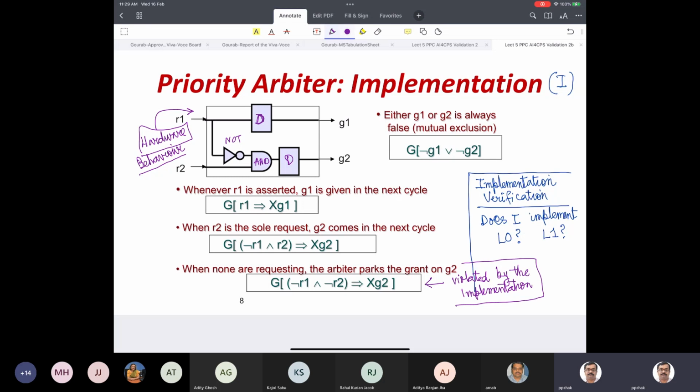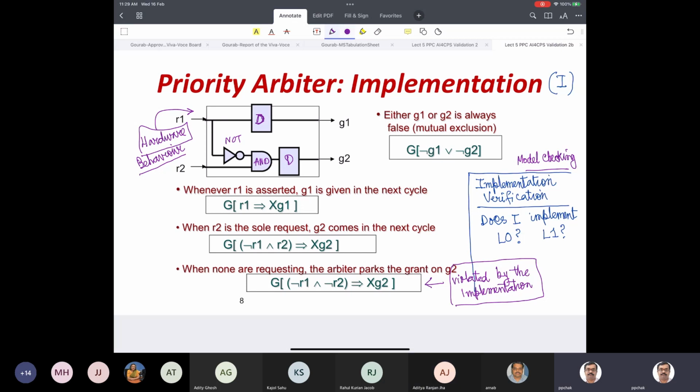So I will do a check. This is part of implementation verification and model checking. Somebody gives me the hardware implementation and gives me these temporal formulae, and I should be able to check whether it is satisfied or not. Clear, everybody? Anybody has a question? Can you see how it is violated?